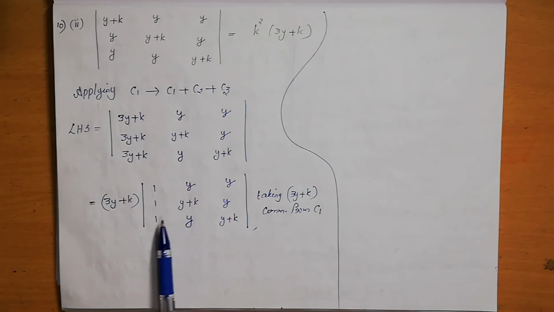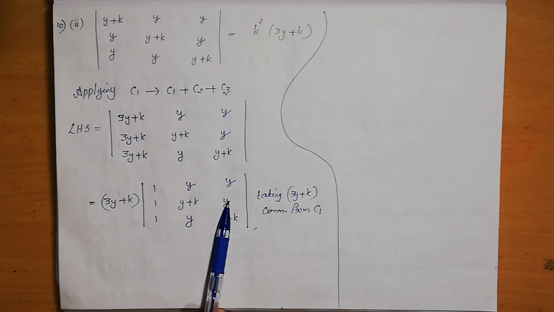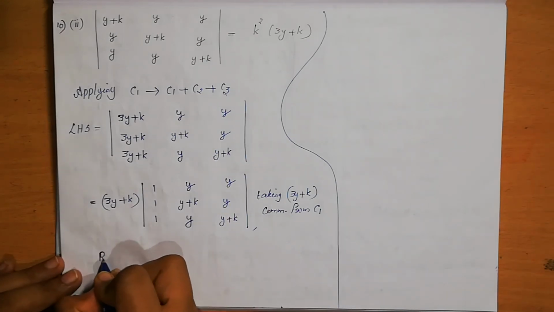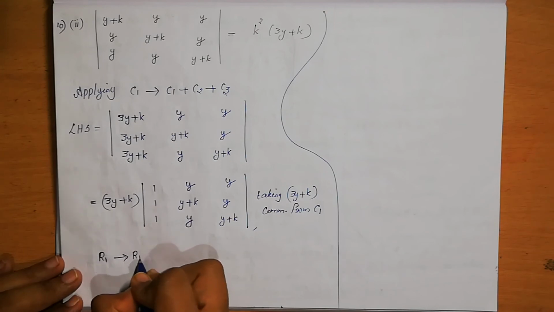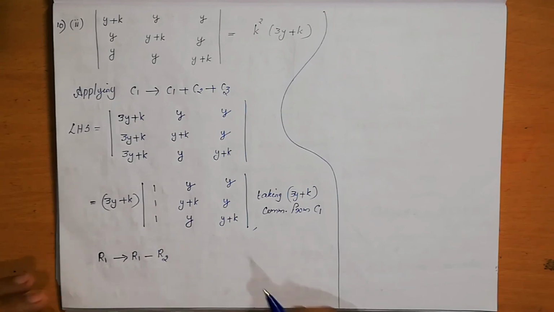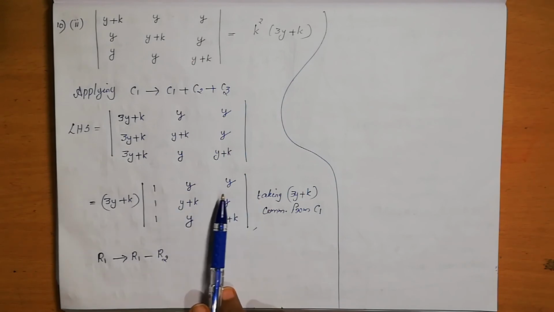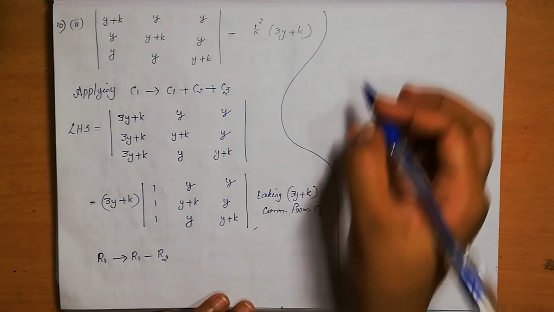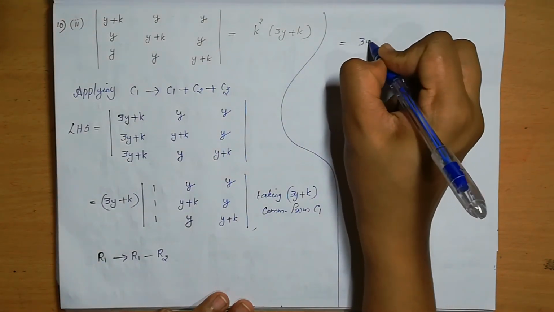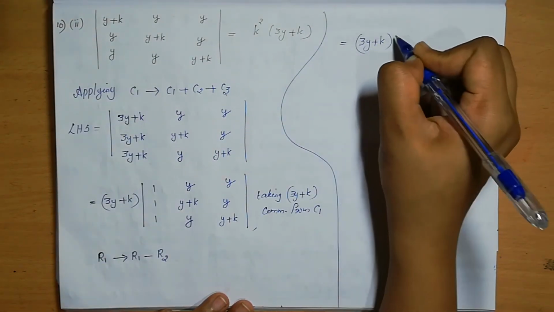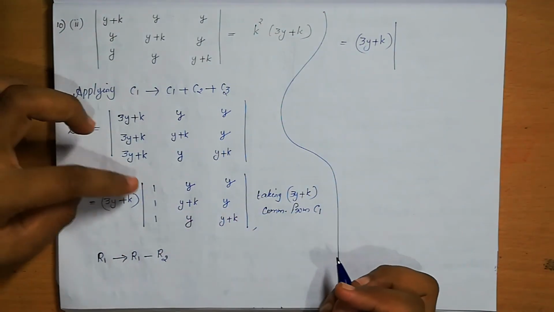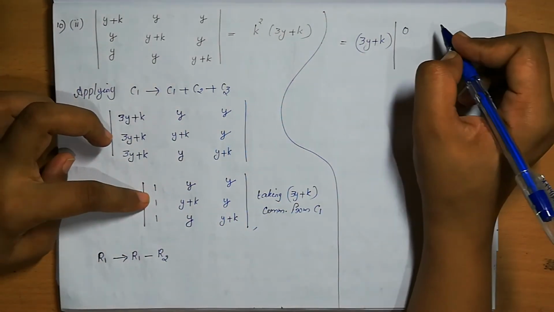If I do R1 minus R2, 1 minus 1 is 0, and y minus y is 0 also. So only one change is enough: R1 changing to R1 minus R2. Then any one more change we can apply, which makes the expansion easy. This is enough. Equal to 3y plus k into R1 minus R2, that means 1 minus 1 is 0.